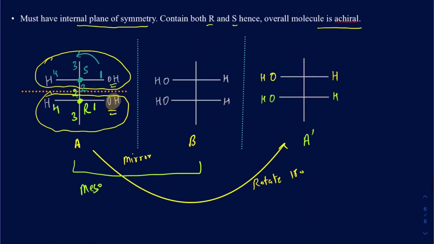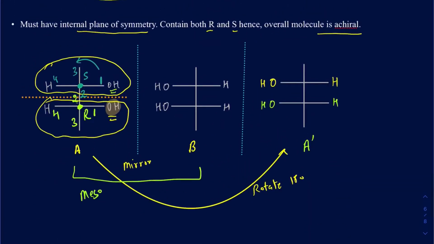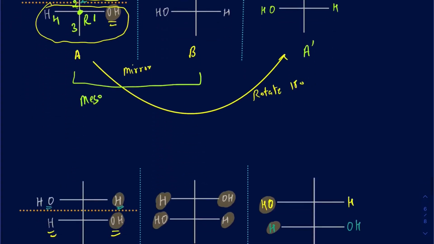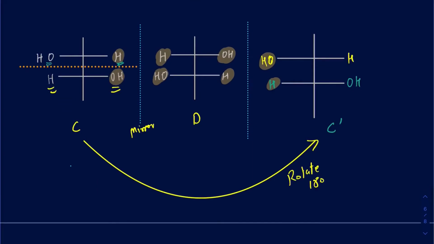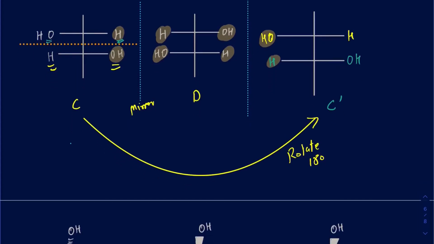So what we had in the earlier case, this B and A prime, were not non-superimposable mirror images, so that's why they were not enantiomers. In this case, they are going to be the enantiomers. So the relationship between C and D would be the enantiomers.